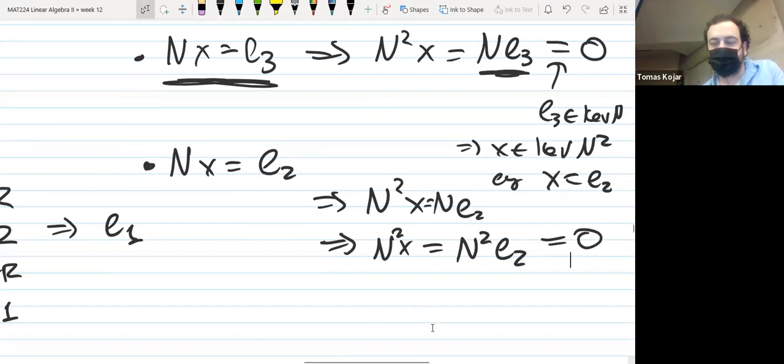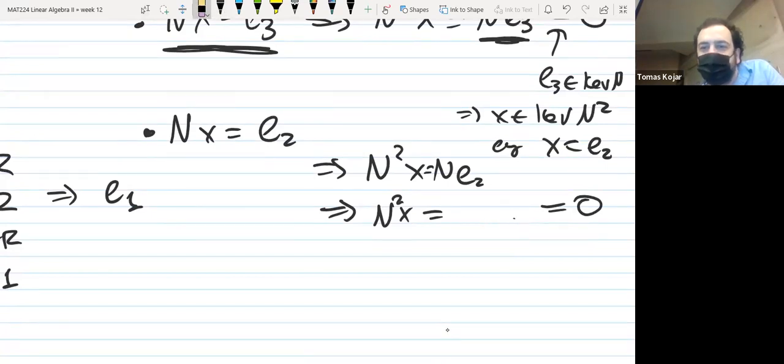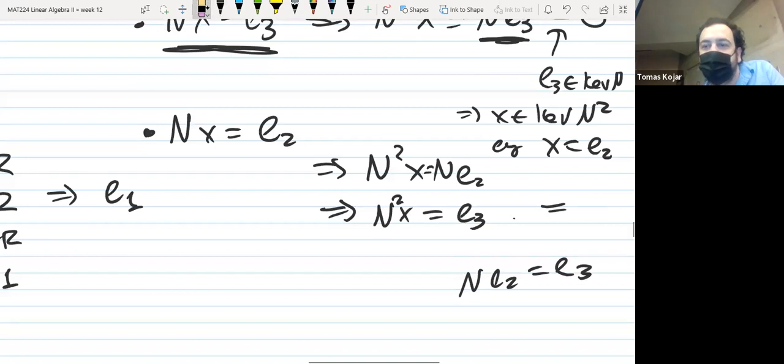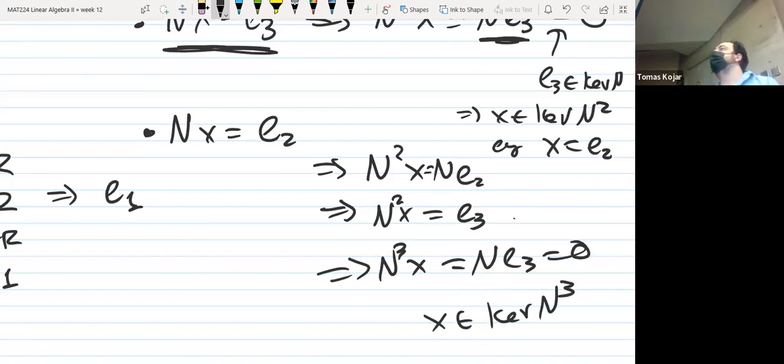All right. Or E3. What am I doing? Just give me a second. N E2 is equal to E3, right? So it's like this. And then you have to take one more power. Then you take N3 x is equal to N E3, which is 0. So then you get that x is in the kernel of N cubed. Is that okay? Does that make sense?